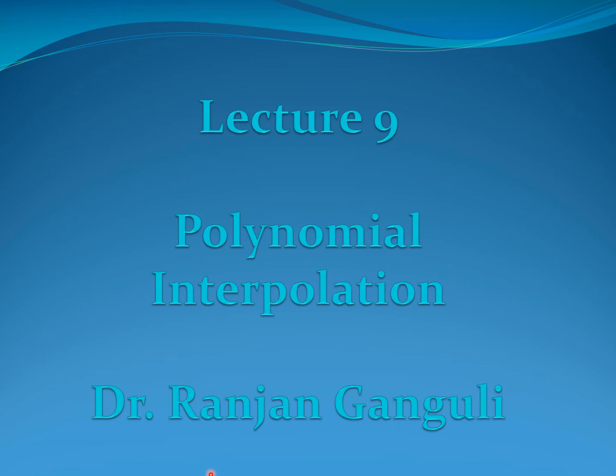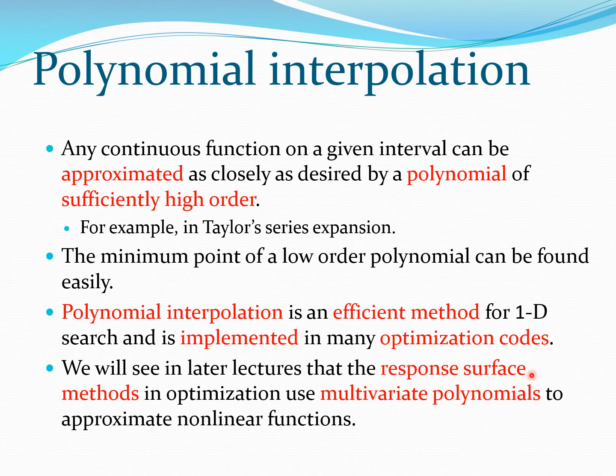So today we are going to start lecture 9, and here we continue on our one-dimensional search, and this time we are going to look at polynomial interpolation. So the basic theory of polynomial interpolation for one-dimensional search is based on the fact that if you have a continuous function, then you can approximate this function by a polynomial in an interval near the point which you are considering. For example, we do this routinely when we consider the Taylor series expansion.